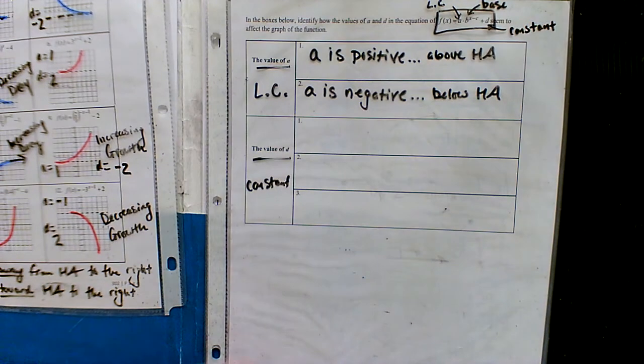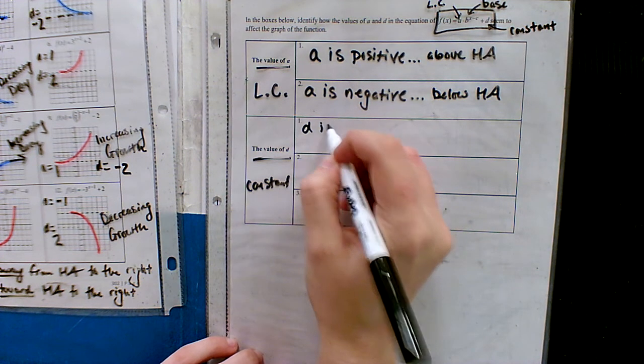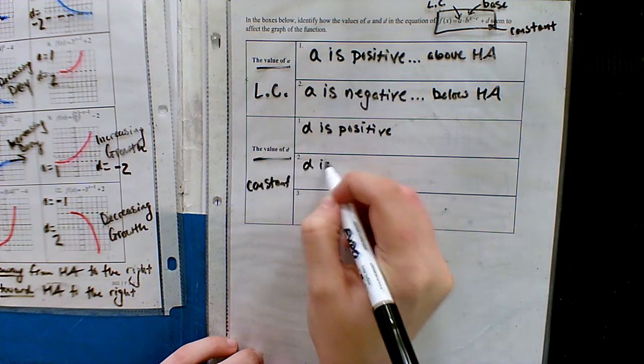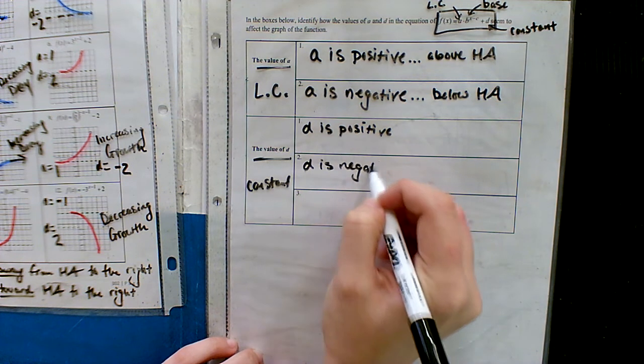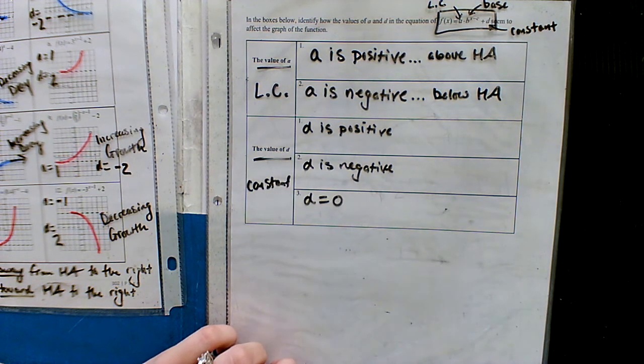So we kind of have 3 different cases as to what the D number could be. D could be positive. D could be negative. And what if D is 0? Like you don't have that constant term.